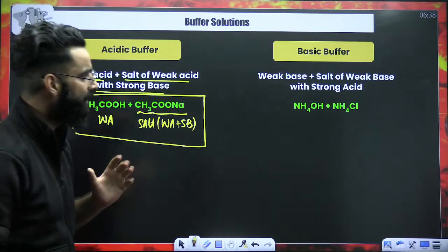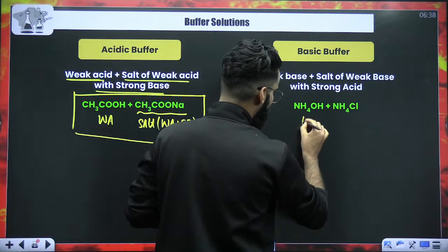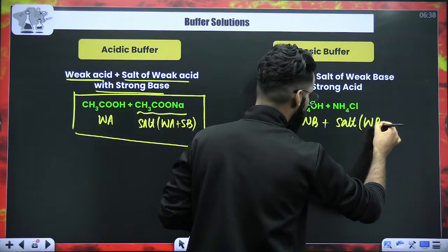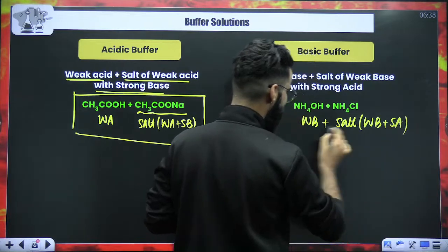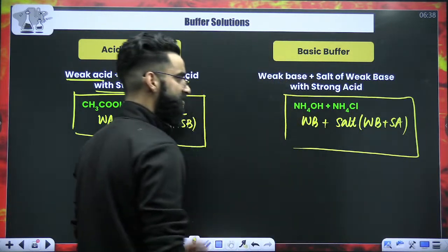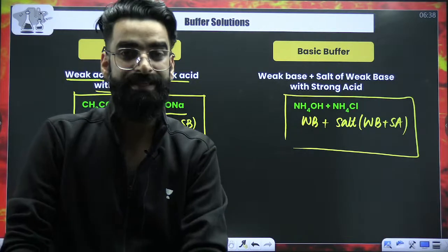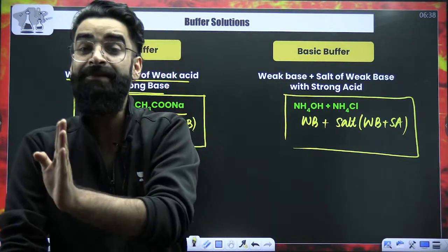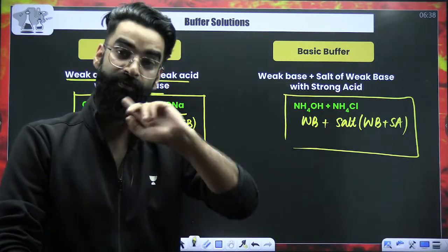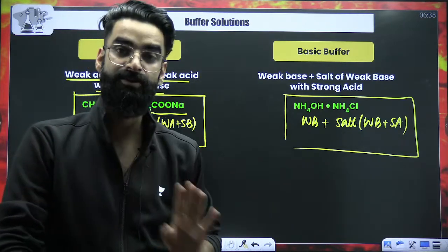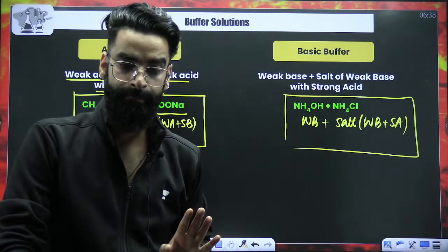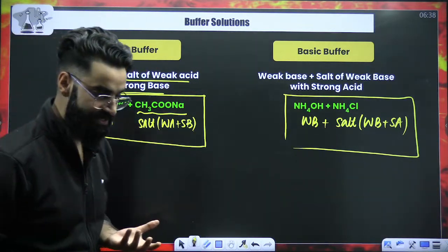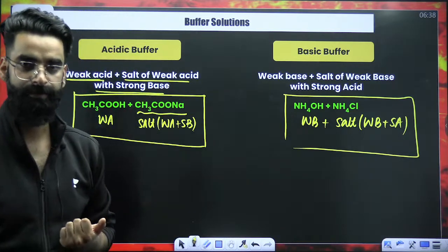Similarly, what is the basic buffer? Basic buffer, whenever you have a weak base and the salt of the same weak base which it has formed with a strong acid in the same container, you'll be calling this particular mixture the basic buffer. So what is acidic buffer? Weak acid and the salt of the same weak acid with a strong base. Basic buffer, weak base and the salt of the same weak base with a strong acid, right? So first of all, you should be able to identify which one is your acidic buffer and which one is your basic buffer, right?